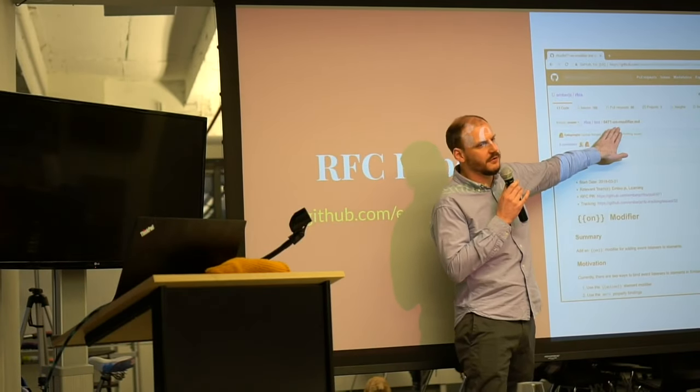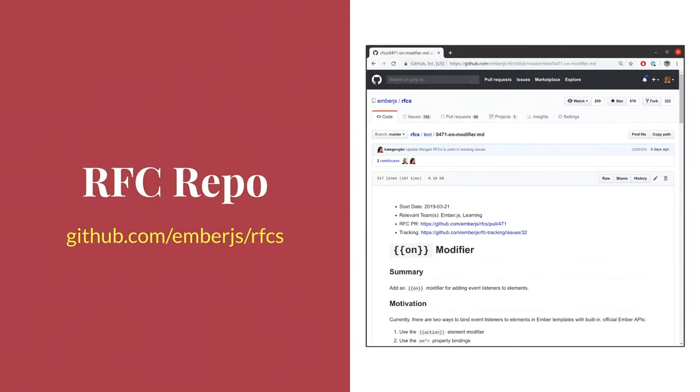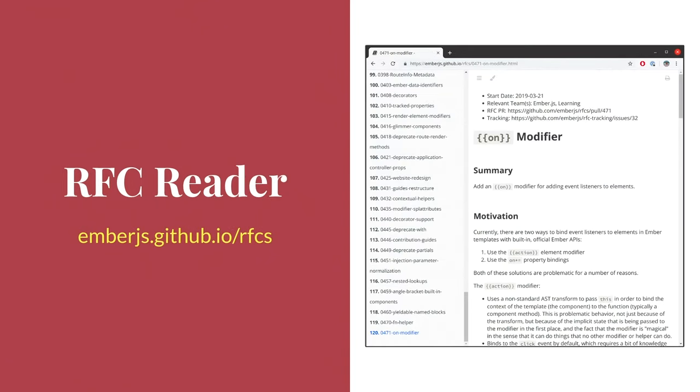This is the on modifier RFC, so it gets the number, which matches up with the pull request if you want to go actually find the discussion that led to the thing. There's also an RFC reader, which is linked from the RFC's page as well as the website for the RFC repo, and this is maybe a little bit nicer. There's no drafts on here. These are just things which are actually merged RFCs, but they're good to reference.